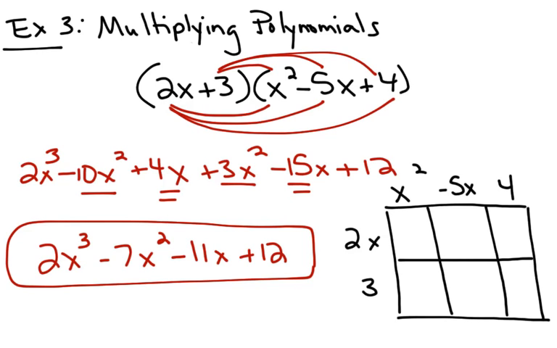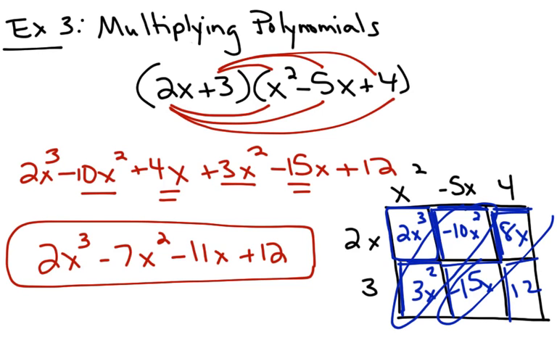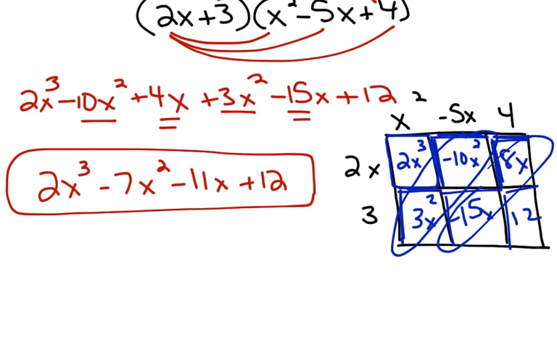The way the box method works is you find the area of each of the squares. I realize they're not all squares, you have to pretend like they are. How do you find the area of a square? Well, you do length times width. Length times width. And then the kind of cool thing that happens is these diagonals are your like terms. So I have 2x cubed minus 7x squared.